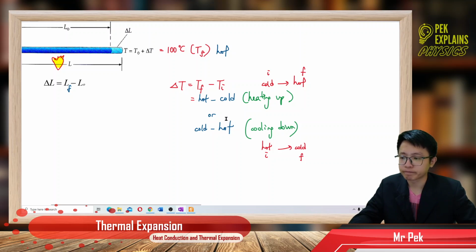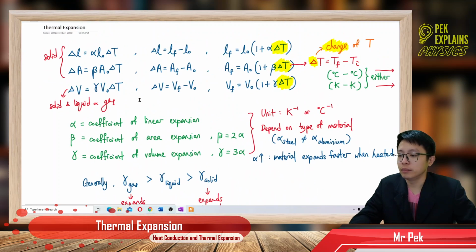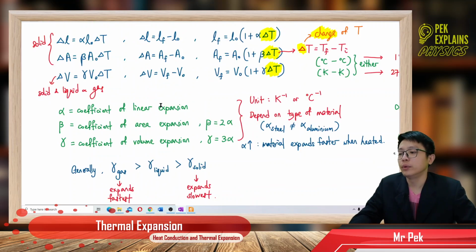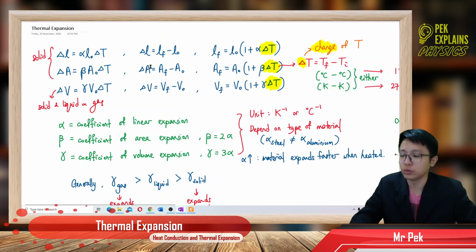All right. Now, linear expansion talks about length. We also have two others: area expansion and volume expansion. This is the equation. We have change in length, length expansion, area expansion, and volume expansion. That is, increase in length, increase in area, or increase in volume.